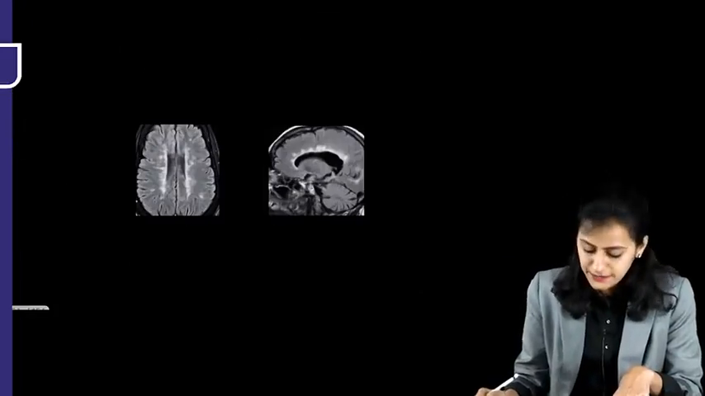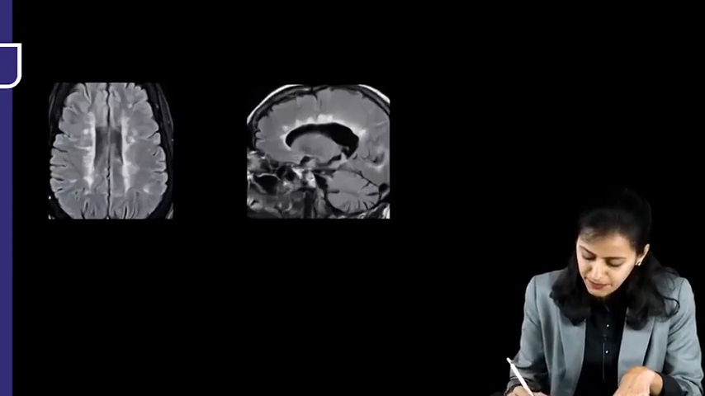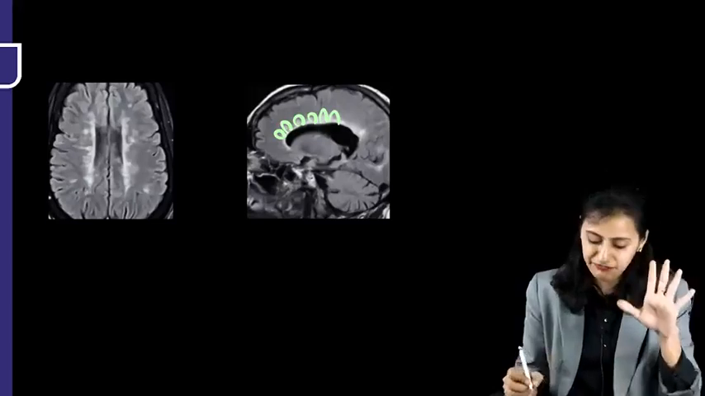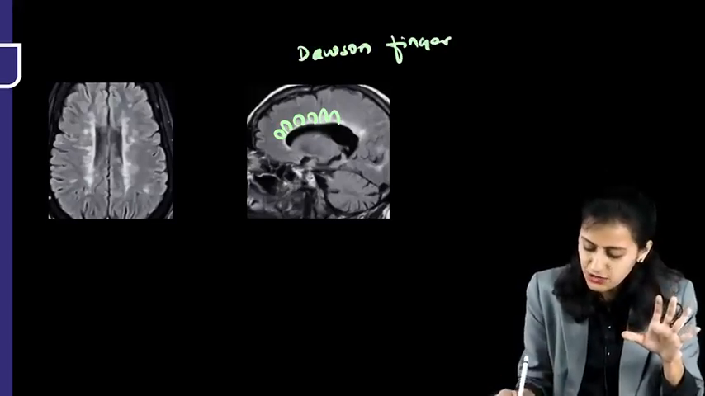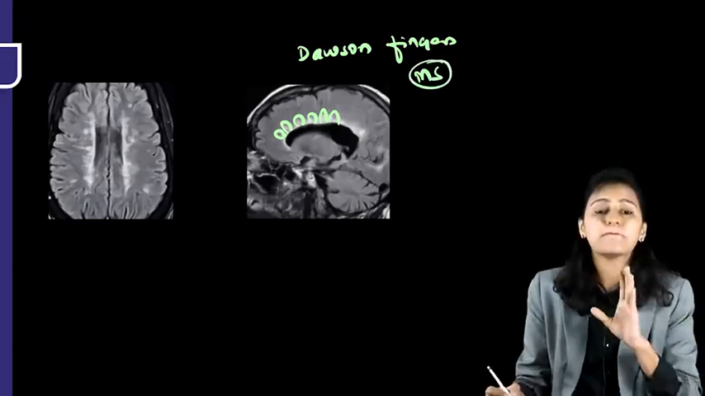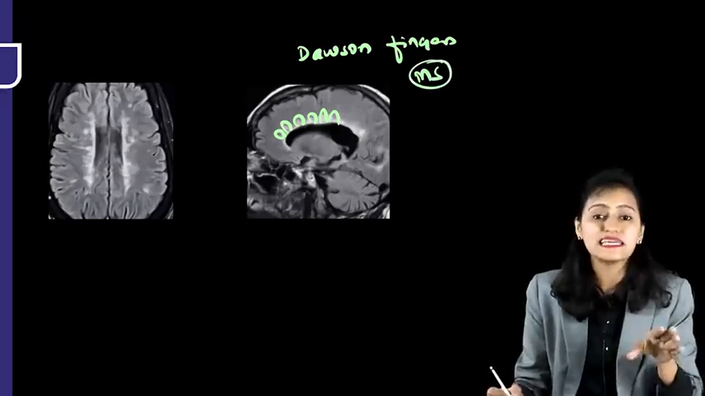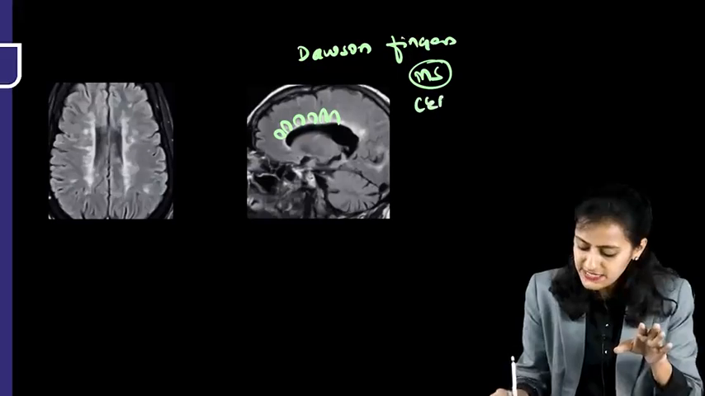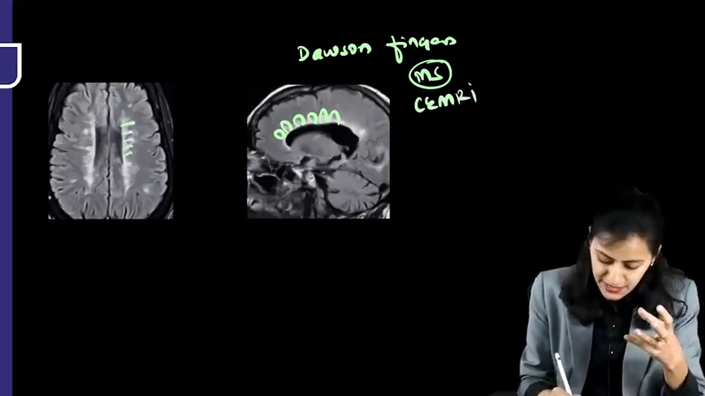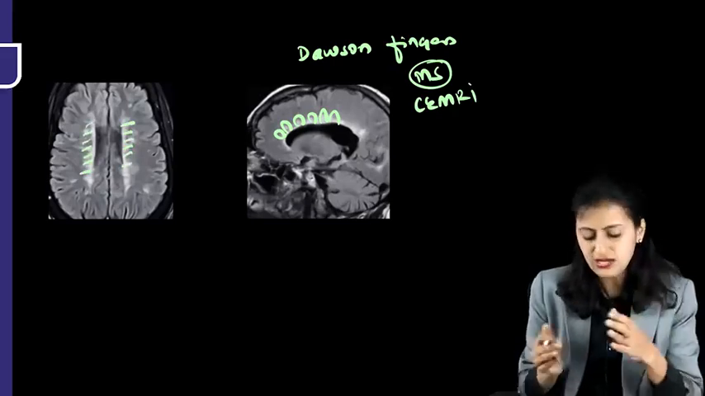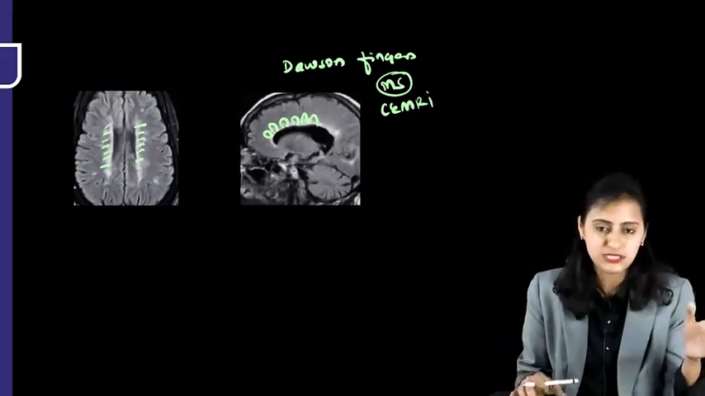What is this one here? Here we see that perpendicular to the ventricle, there are these demyelinating plaques like fingers. These are called Dawson fingers. Dawson fingers are seen in multiple sclerosis, a demyelinating condition. Investigation of choice, contrast enhanced MRI. In the axial MRI also, perpendicular to the ventricle, we see those demyelinating lesions.